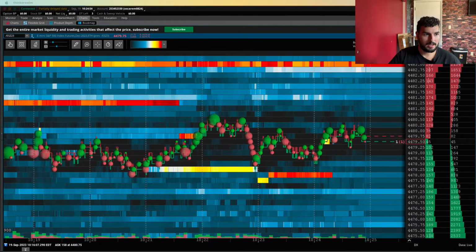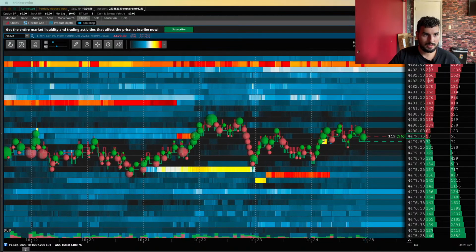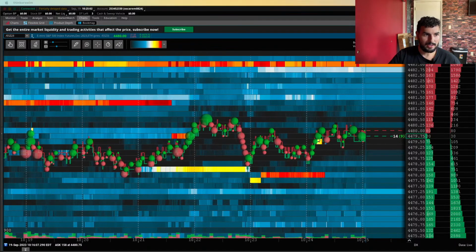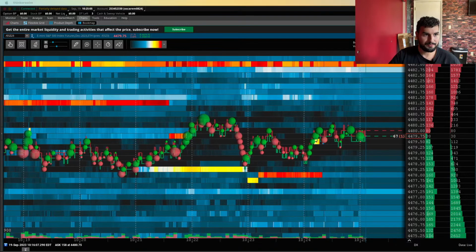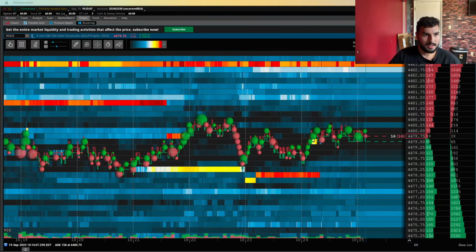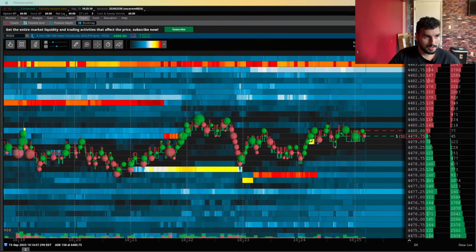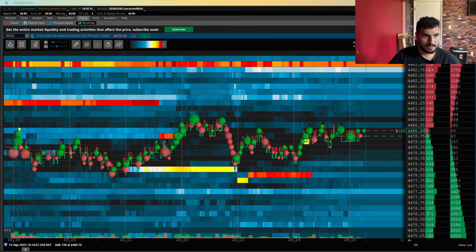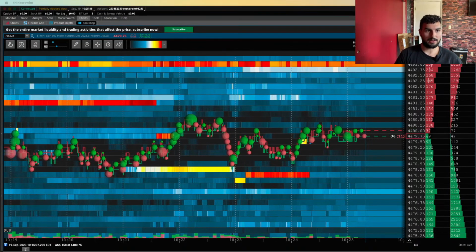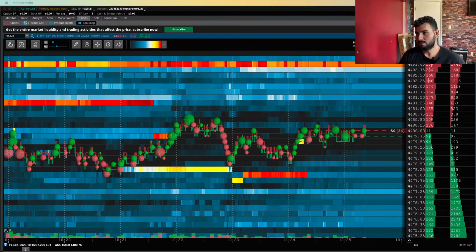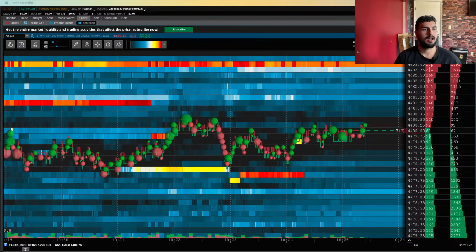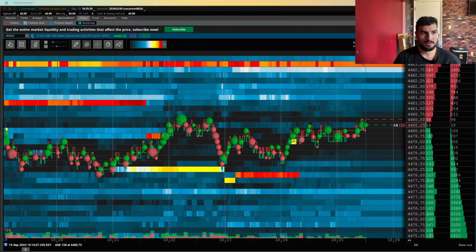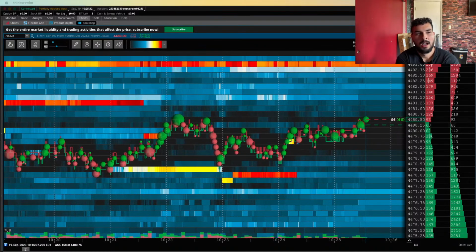Risking 67 to make 100. I don't really like that risk to reward. I do not like that risk to reward. It's not worth it. Do not like that risk to reward at all. I need to be making 2 times what I'm risking. So just let the trade go on without you till you get something better.